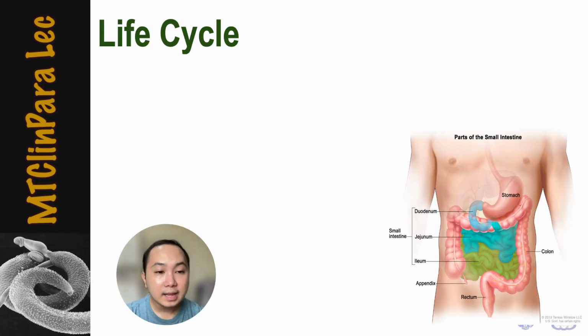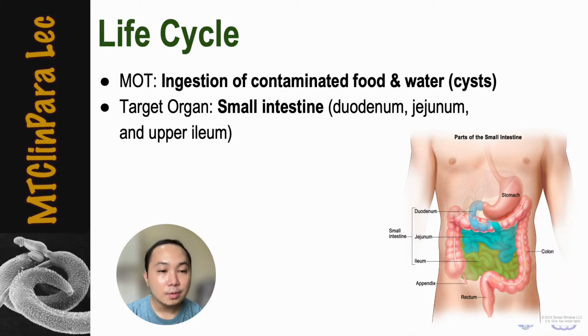So here is the life cycle of Lamblia. The mode of transmission is through ingestion of contaminated food and water. Usually this food and water are contaminated with human feces. And most of the time, the only morphological form that infects humans is what we call the cyst form. Okay? Sir, how about the trophozoite form? Will they be able to infect the human host?